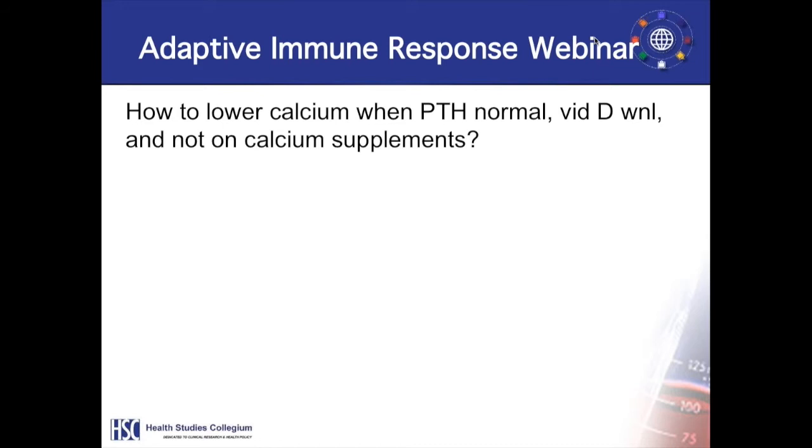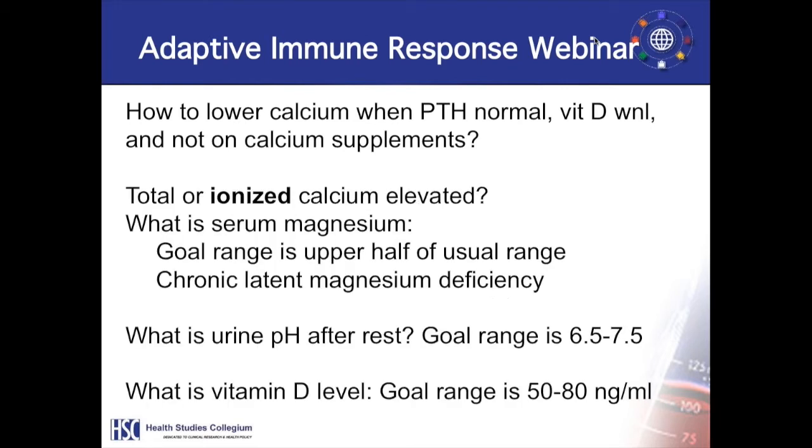So we have some questions today, and I'm going to do my best to answer them and to engage the conversation about how to improve outcomes. First question is, how do we lower calcium when PTH, parathormone levels are normal, when vitamin D is within normal limits, and the person is not on calcium supplements? Now, sometimes a good question deserves another question. And so I have, as a laboratorian and a clinician, a few questions to ask.